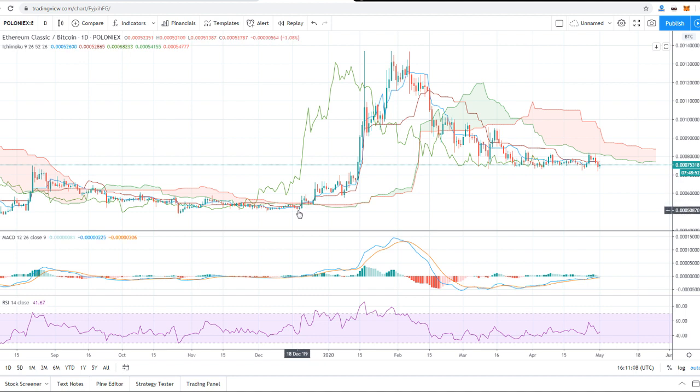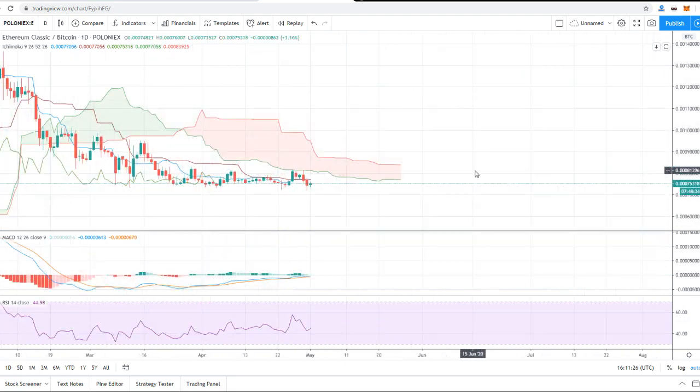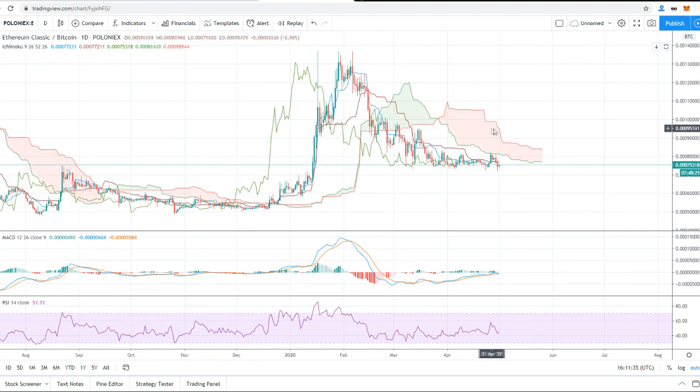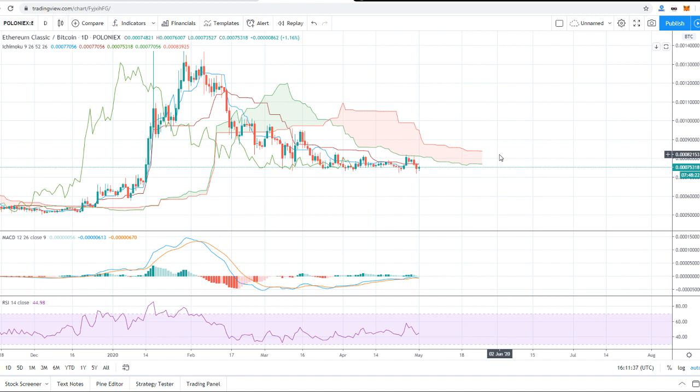So we went from 0.0005 sats to nearly 0.0013 sats. So we had quite a run in the Ethereum Classic. Right now we are facing some resistance. You can see that. I told you earlier about the Ichimoku cloud. This is the Ichimoku clouds, and you can enable it on Binance or any website that lets you do some custom charting.